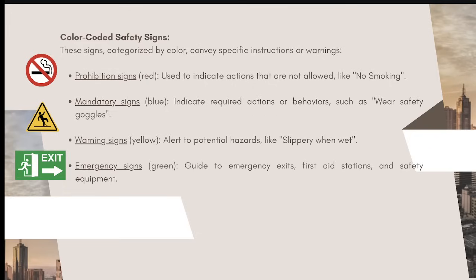Another one is what we call the mandatory signs. These are the blue signs. They indicate required actions or behavior, such as wear safety goggles.